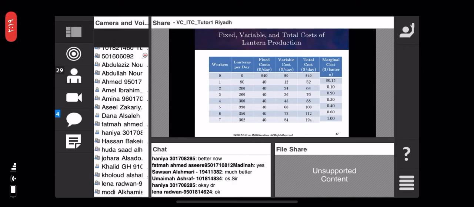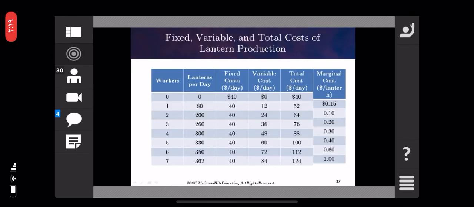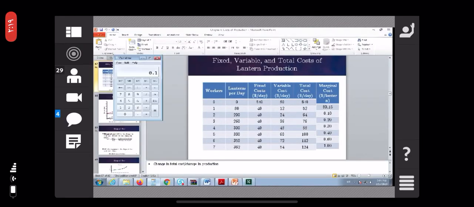Okay. So we have 2 categories in cost, fixed cost and variable cost. Both of them equal the total cost. 40 plus 12 equals 52. What is the marginal cost and how to get the marginal cost? The marginal cost is the change in total cost resulting from the change in the number of output. This is what we mean by the marginal cost. How to get that? I will show you by calculating this.